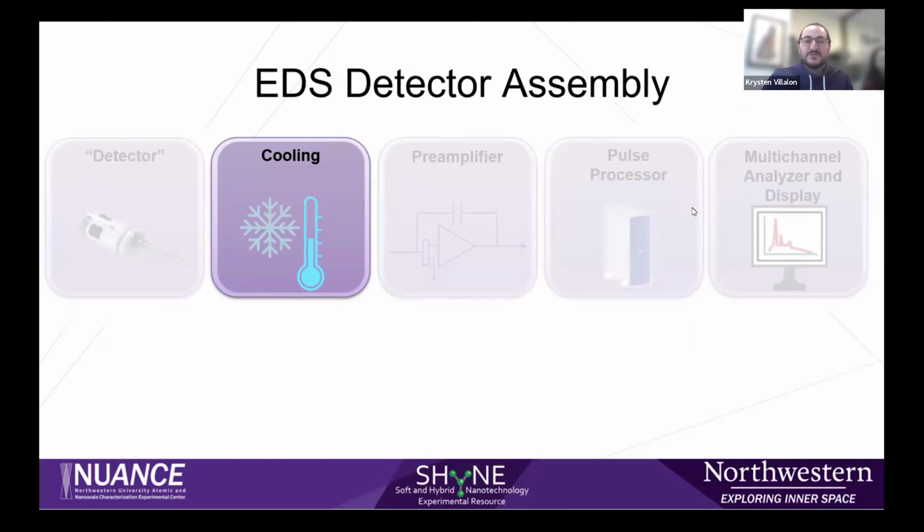So that was a lot of information about X-rays and semiconductors and all that. But we still got a lot to cover before we actually get a spectrum that'll help tell us what our sample is made of. So up next, we're going to talk about cooling our detector.